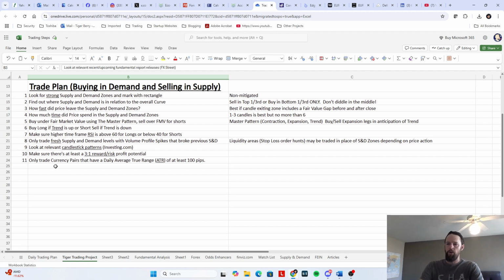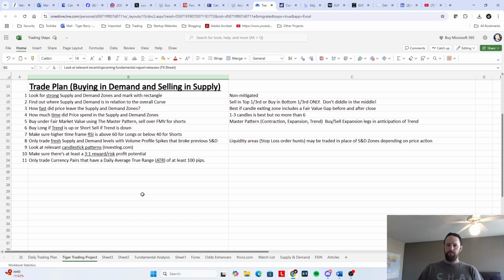And then finally, number 11, only trade currency pairs that have a daily average true range of at least 100 pips. Look, I don't want to trade something that moves like molasses, okay? About half the currency pairs out of the 28, that's the most popular. About half of them are fairly slow, so I try to avoid them. I want volatility. I want to trade something that moves, okay?